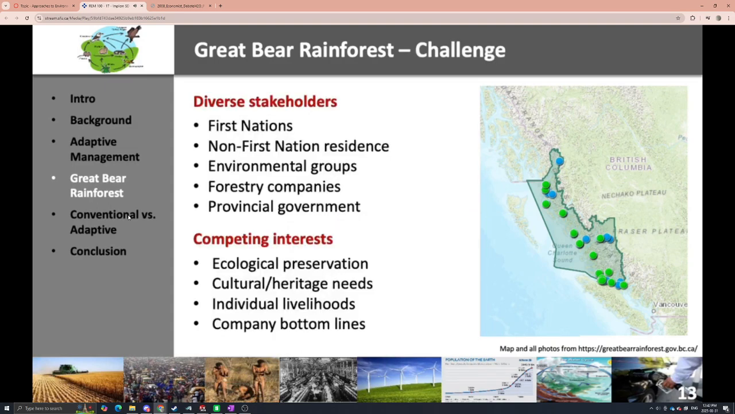Now, you can probably tell we have a diverse group of stakeholders, many of whom have competing interests. This made it difficult to come up with a clear objective and a meaningful management plan that was going to be supported by everybody involved. So, in 1996, the process to develop a land and resource management plan along the British Columbia coast was initiated. The process involved all of the stakeholders right from the start: First Nations, the British Columbia government, forest companies, environmental advocacy groups, just anybody who had an interest in the area.